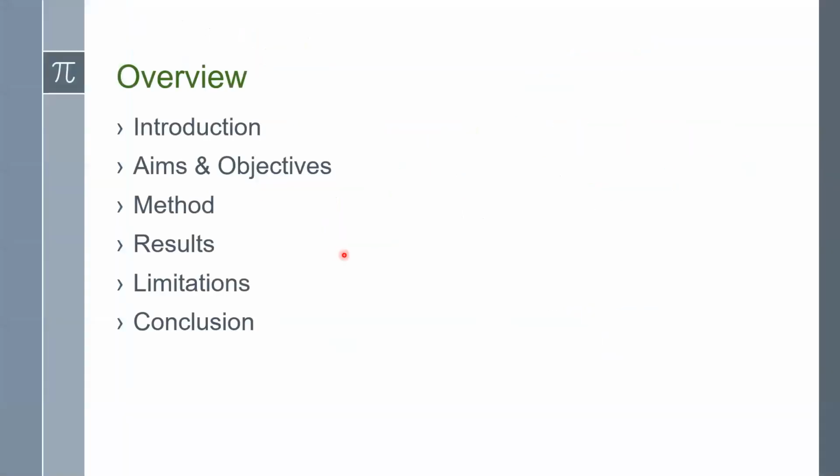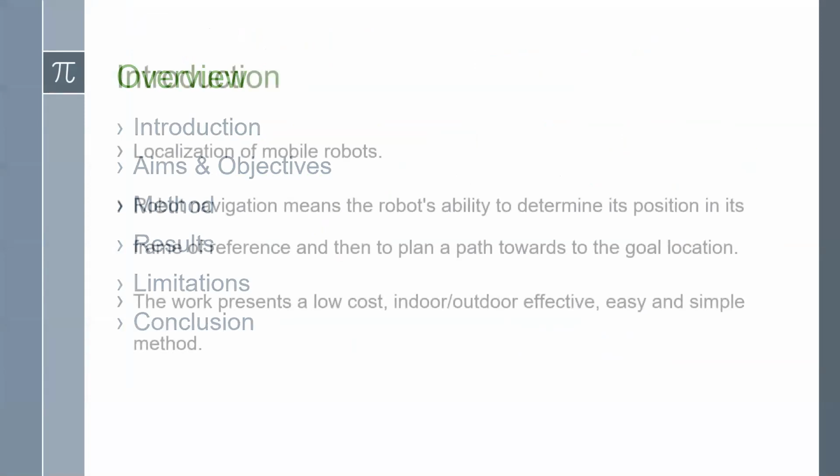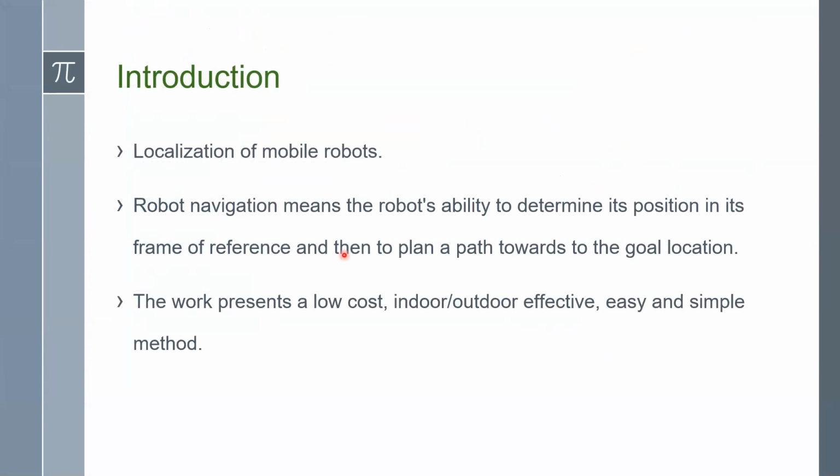In this presentation, we're going to go through a few points: the introduction, the aims and objectives of our study, the method we developed, our results and limitations, and then the conclusion. As an introduction, first we have to discuss the localization and navigation of mobile robots. Localization is the ability of the robot to determine where it is at every second, meaning it should realize its location. Robot navigation is the ability to determine the path and go through a certain path.